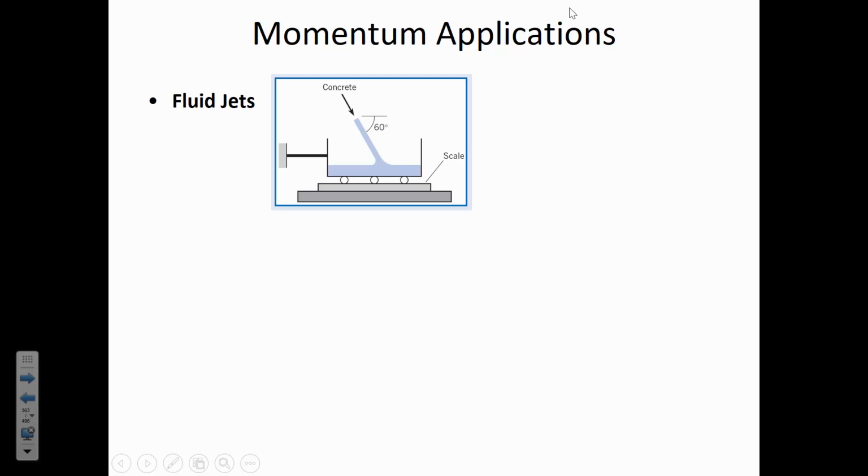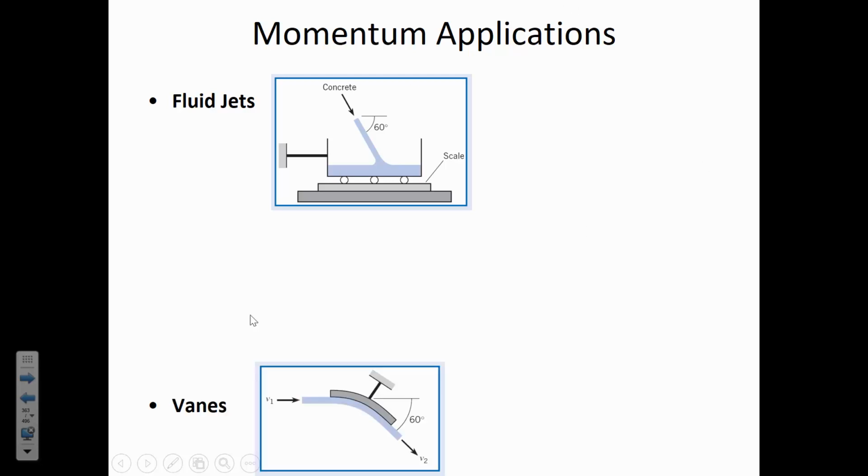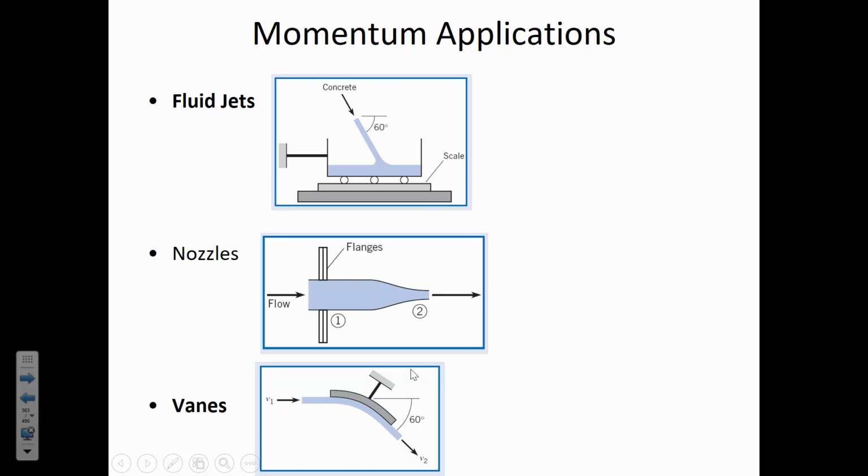All right, so with that in mind, we're going to work through today a fluid jet type problem, and this is the classic fluid jet type problem. We're going to work through a vane problem today, actually 2 fluid jet problems and 1 vane problem, and then in class on Thursday, we'll move on to the more complicated question of nozzles. And this is more complicated for a couple of reasons that we won't get into now.